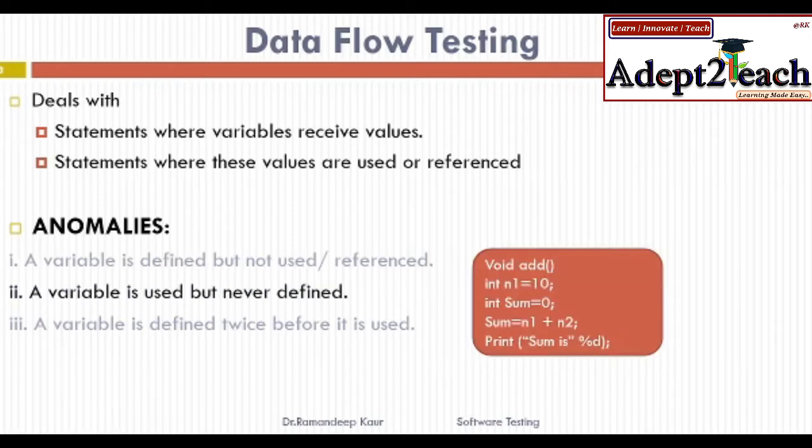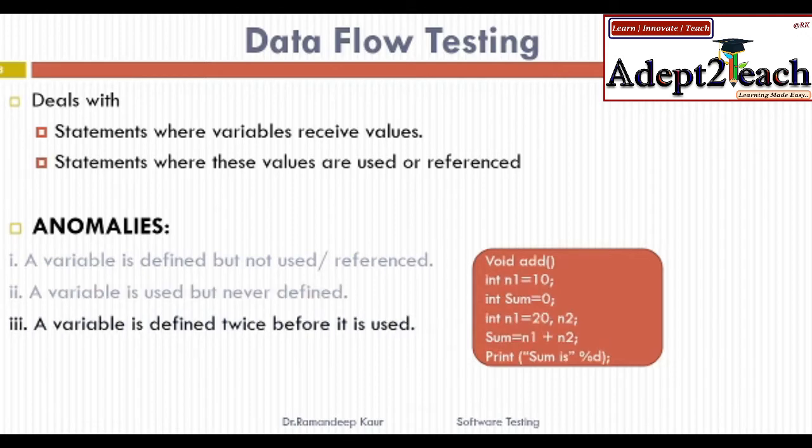The second type of anomaly is when a variable is used but is never defined. So in this example, you can see I have not defined n2 anywhere, but I am trying to use it while calculating sum. The third type of anomaly is when a variable is defined twice before it is used.